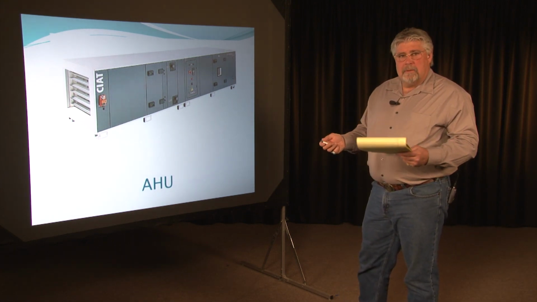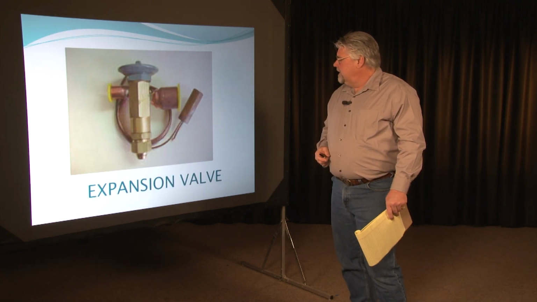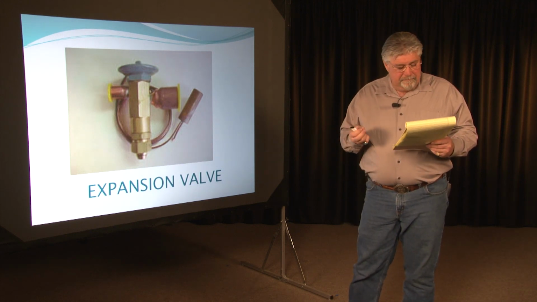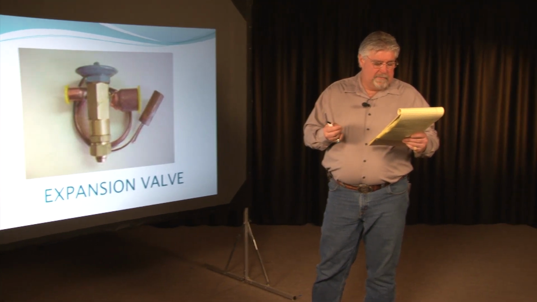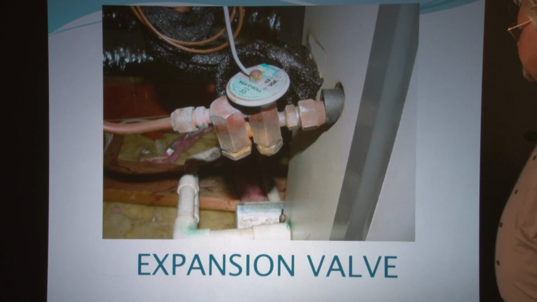The next thing we're going to talk about is an expansion valve. This is an expansion valve right here. The expansion valve senses the pressure of the refrigerant coming into the evaporator, as well as the temperature of the refrigerant as it leaves the evaporator, and then meters the flow of the refrigerant into the evaporator to keep it almost perfectly within the engineered specifications. Here's another picture of an expansion valve in use, mounted.